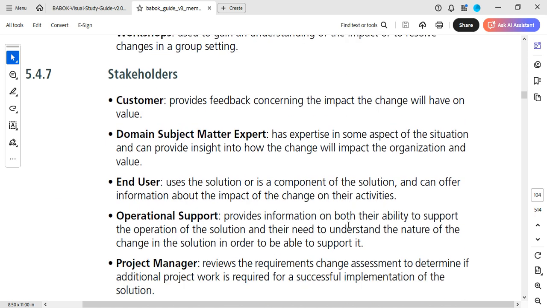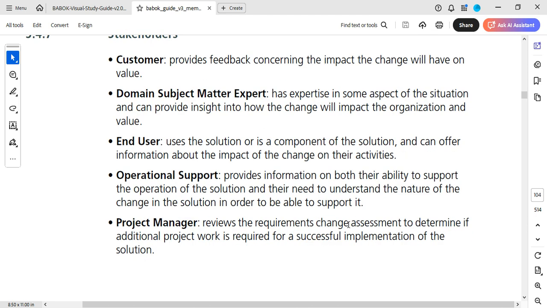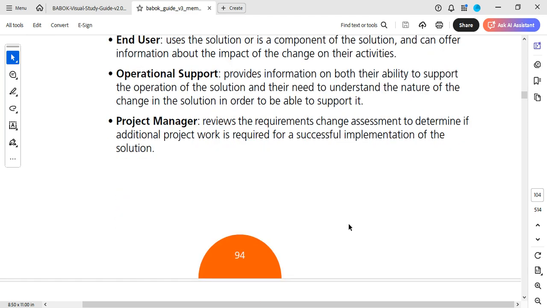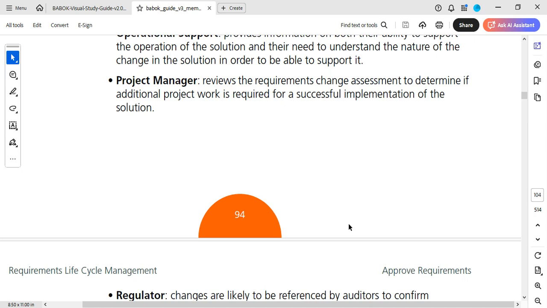Who are your stakeholders? Your customer provides feedback concerning the impact the change will have on value. Domain subject matter expert has expertise in some aspects of the situation and can provide insight into how the change will impact the organization and value. End user uses the solution or is a component of the solution and can offer information about the impact of the change on the activities. Operational support provides information on both the ability to support the operation of the solution and their need to understand the nature of the change in the solution in order to be able to support it.